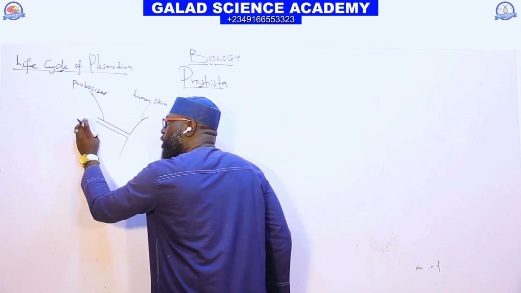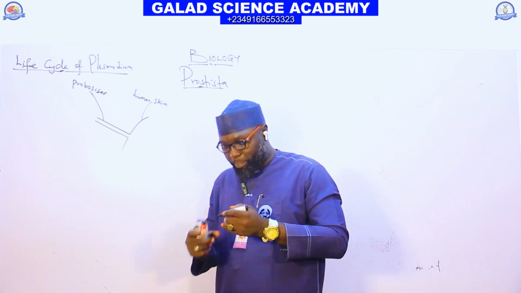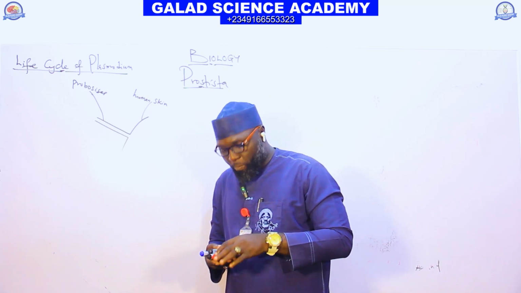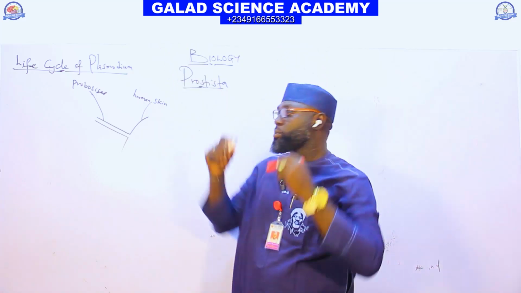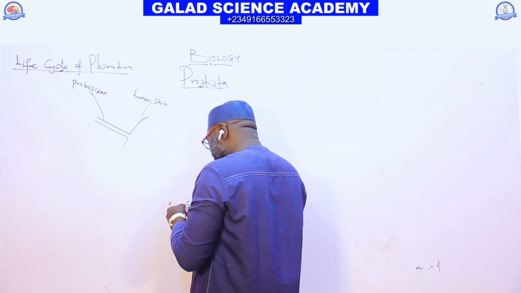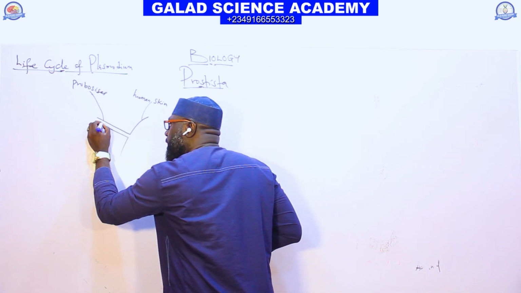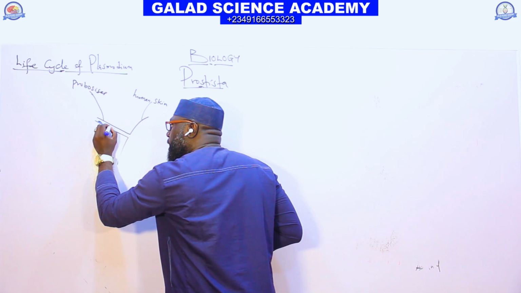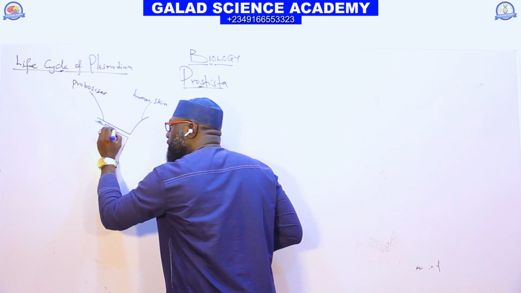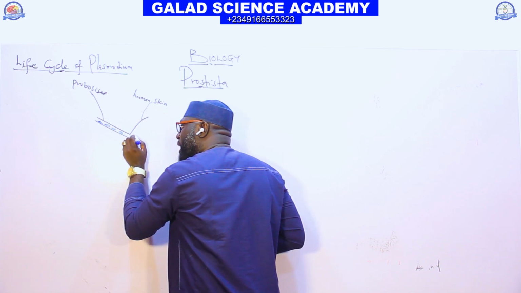And so the mosquito is infected. The mosquito has the parasite of malaria, which is Plasmodium. And the mosquito now tries to release sporozoites. It has sporozoites in its saliva.